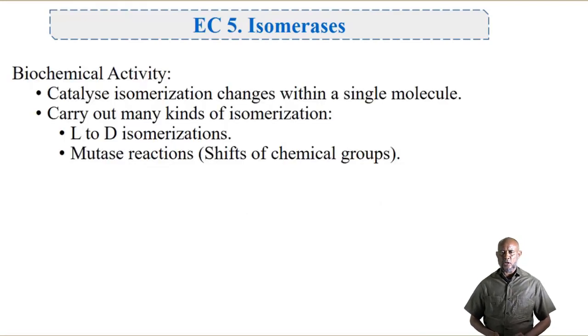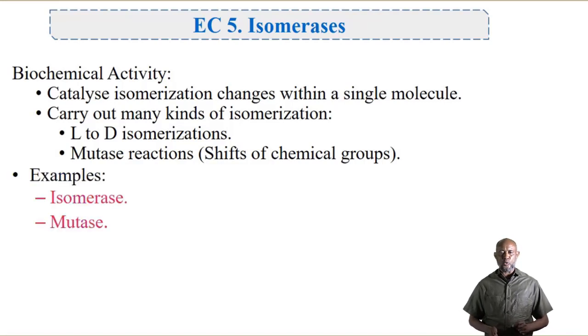The fifth one is said to be isomerases, and this is involved in a biochemical activity that catalyzes isomerization, change within a single molecule. They carry out many kinds of isomerization, L to D isomerization, meaning changing the molecule, or moving the molecule on its own axis. Mutase reaction is a shift of a chemical group. The examples are isomerase and mutase. These are the two typical examples for the fifth class.